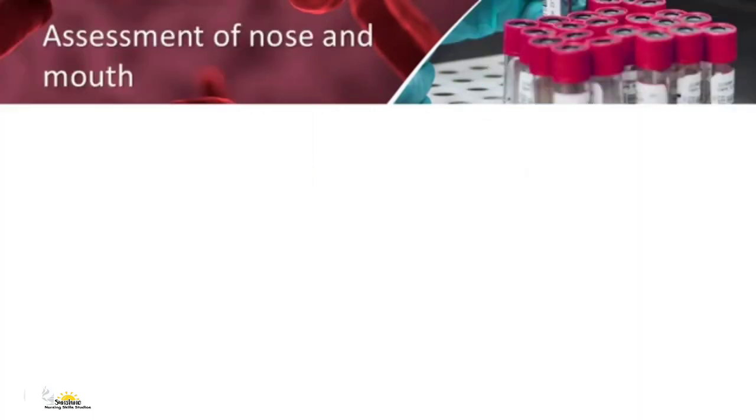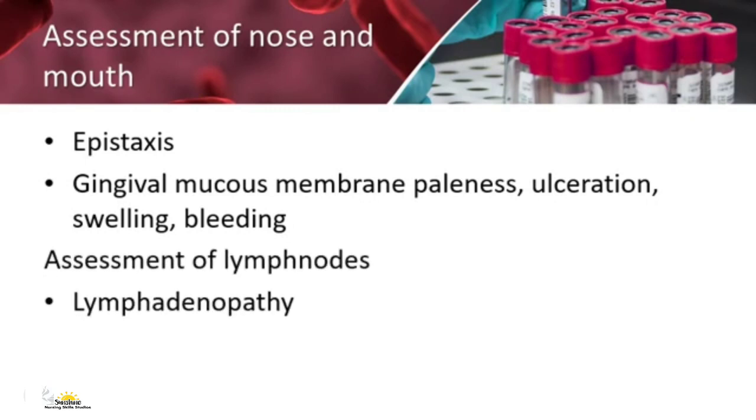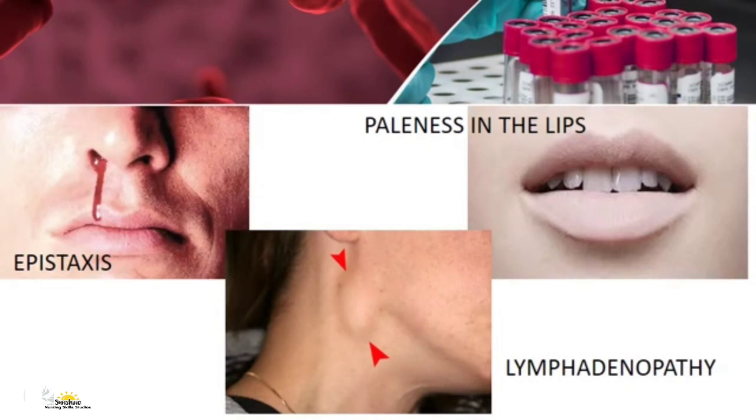Next, moving on to the assessment of the nose and mouth. In the nose, the major symptom will be epistaxis, that is nothing but bleeding from the nose. And in the mouth, paleness, ulceration, swelling and bleeding will be seen in the mucous membrane as well as in the lips. And when we come to assessment of lymph nodes, there will be enlargement of lymph nodes termed lymphadenopathy. These are the pictures representing the alterations in the assessment of nose, mouth and lymph nodes.